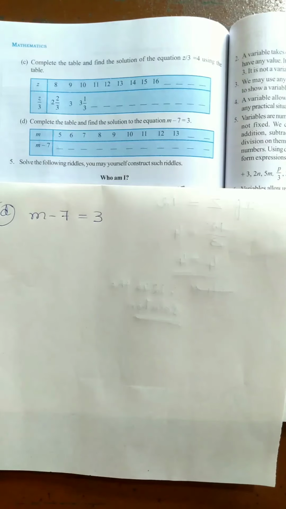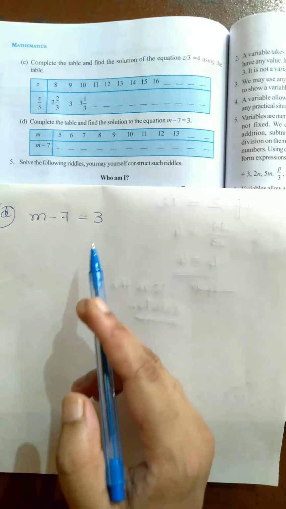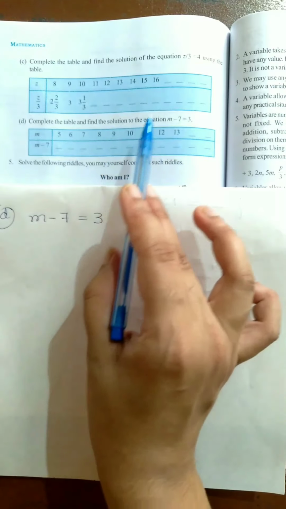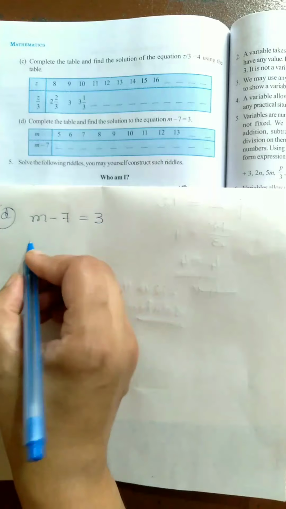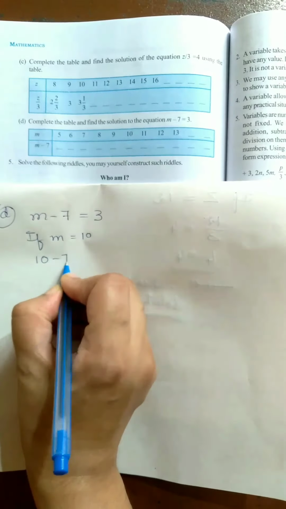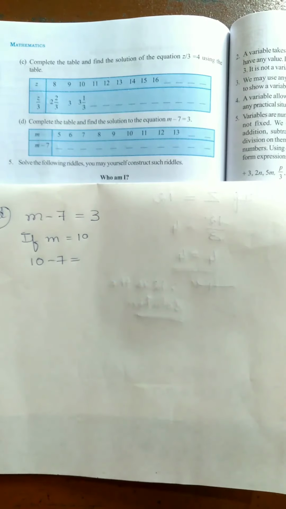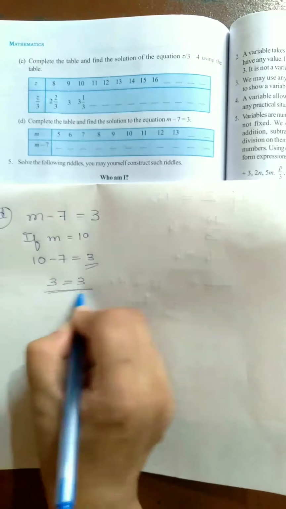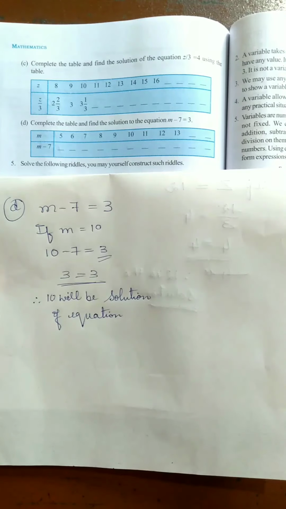Take the next question, children. M minus 7 equal to 3. Out of these values of the variable, now we have to check which value will satisfy the equation. Therefore, if m is equal to 10, 10 minus 7 will be equal to 3. Therefore, 3 is equal to 3. Therefore, children, 10 will be the solution of the equation m minus 7 equal to 3, children. This is all about the lesson algebra.